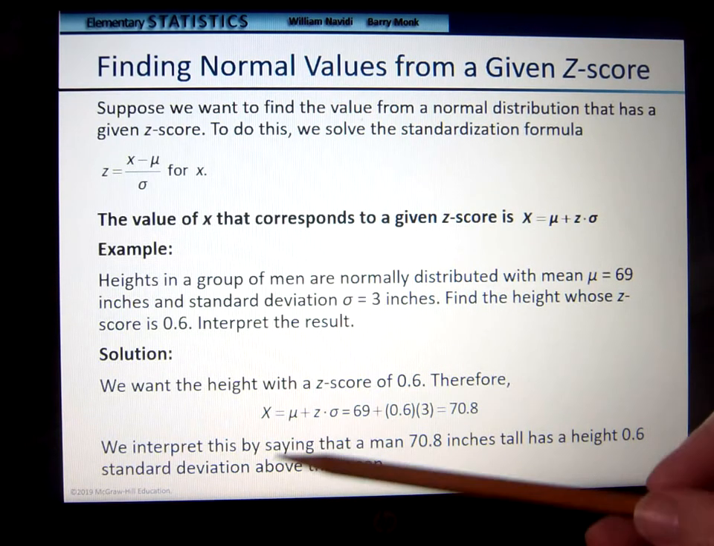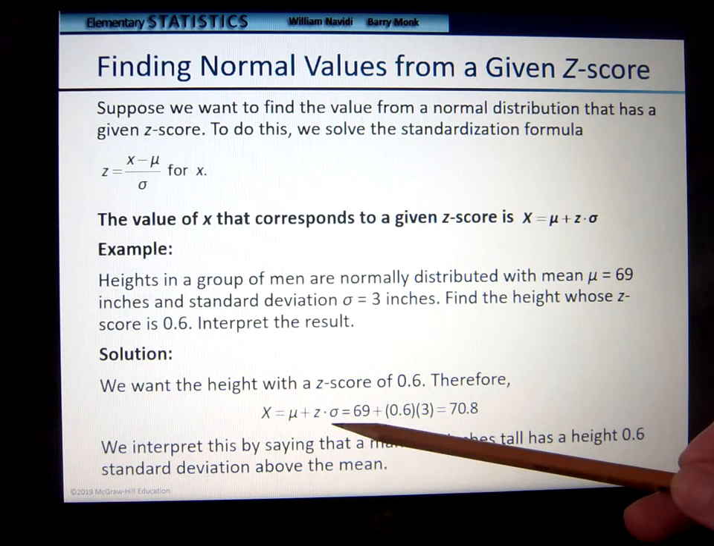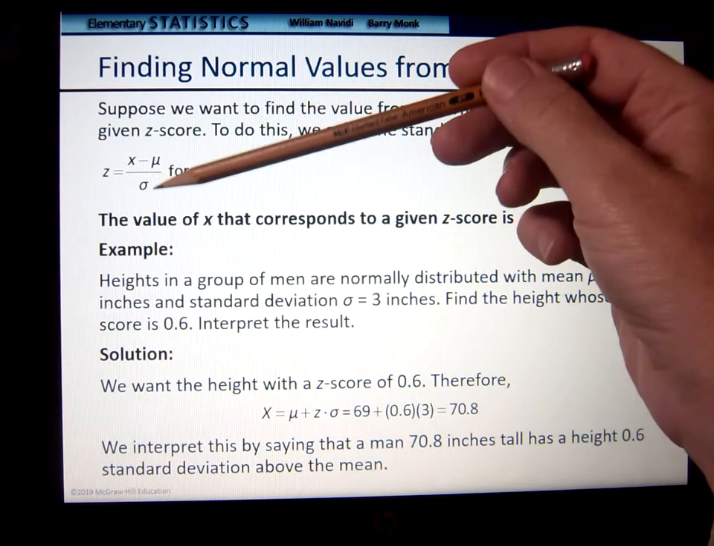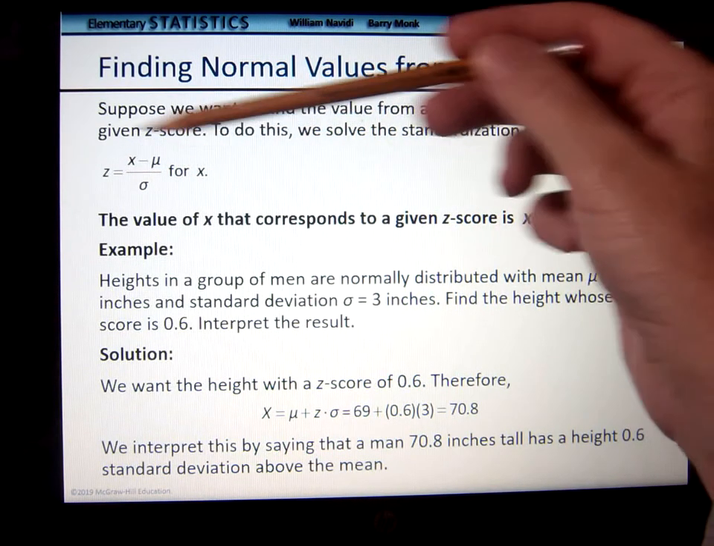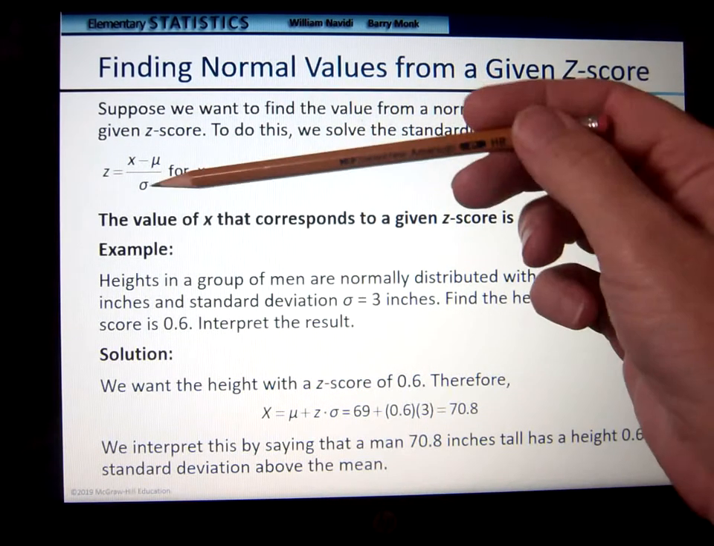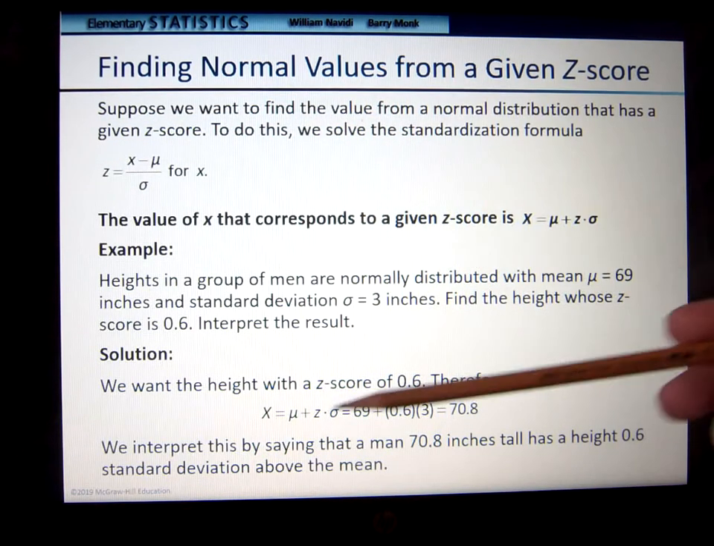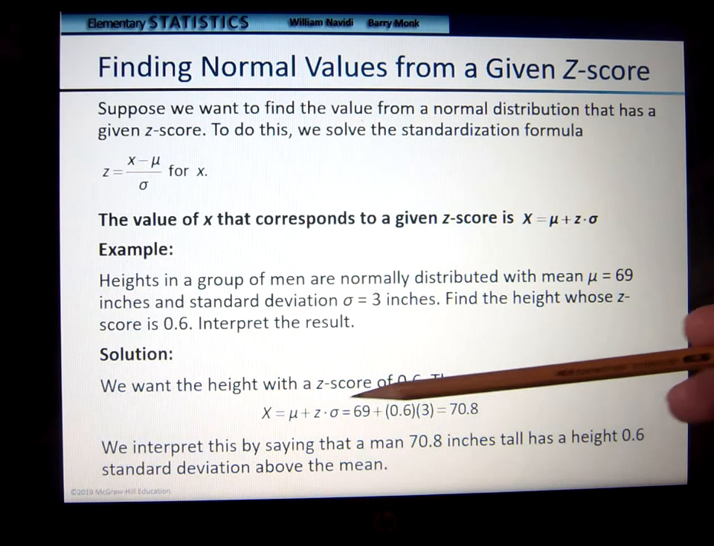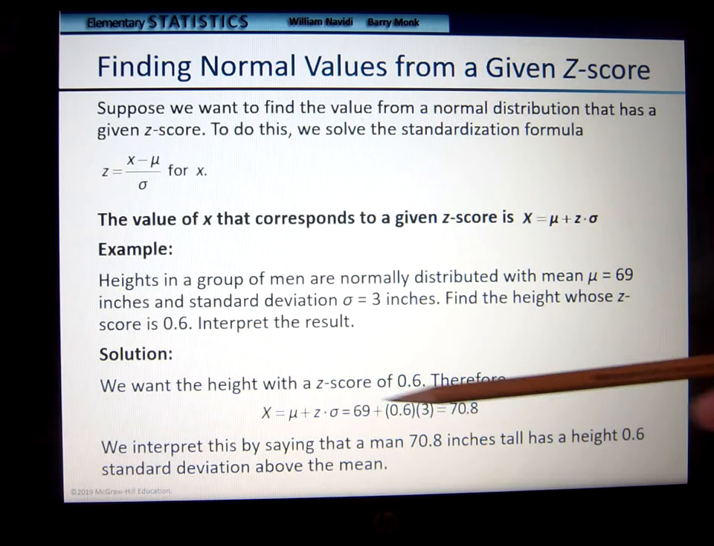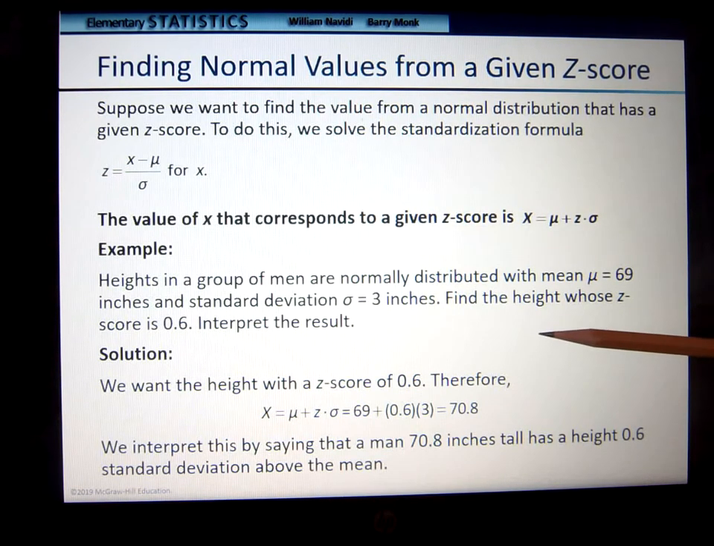So x will equal the mean plus the z-score times the standard deviation. And how did I get that? Well, if I multiply both sides by my standard deviation and then add my mean, this is how I get this formula. So once again, multiply both sides by the standard deviation, move the mu to the other side by adding it, and I get mu plus z times the standard deviation. So when I plug those values in, I can get my x value of 70.8. So we interpret this by saying that a man 70.8 inches tall has a height of 0.6 standard deviations above the mean.